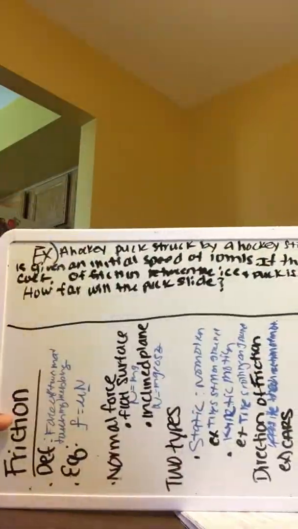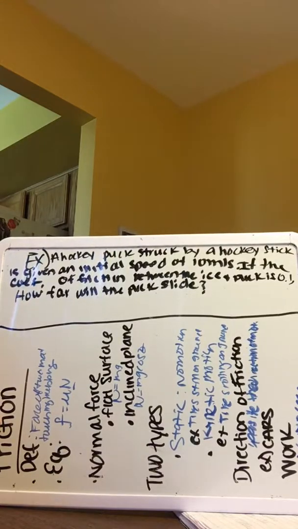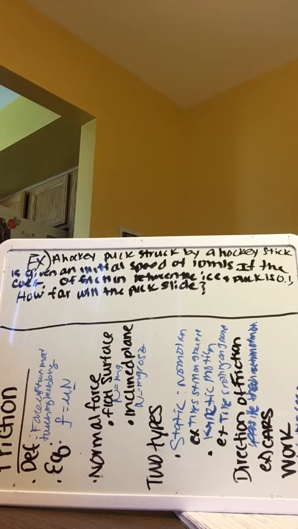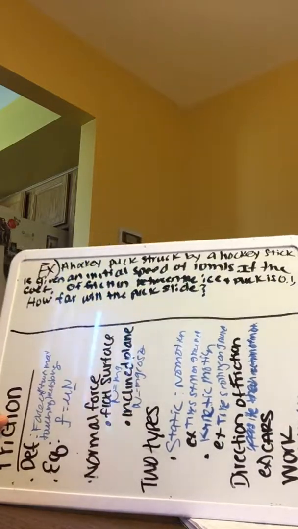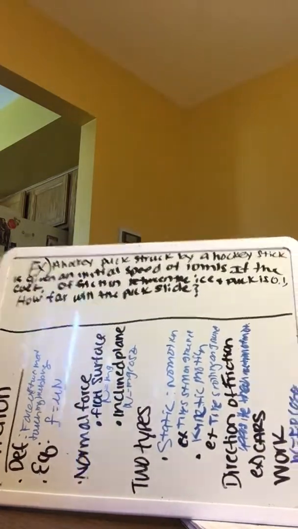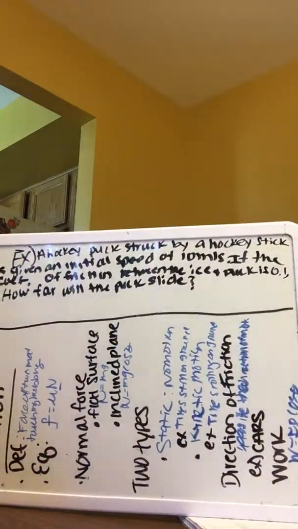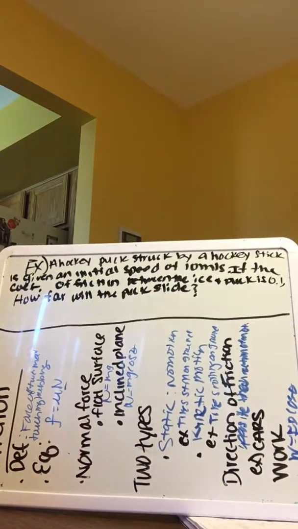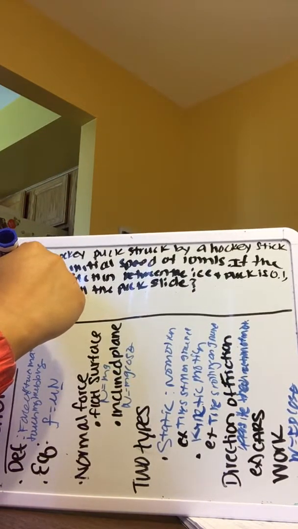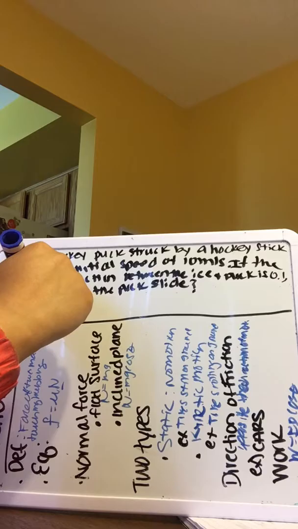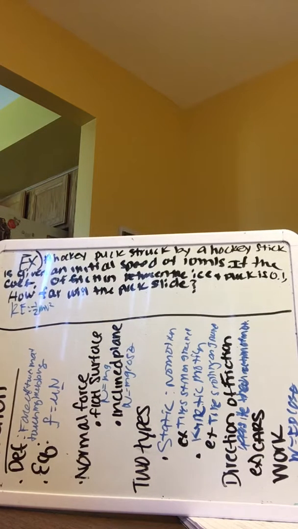A hockey puck struck by a hockey stick is given an initial speed of 10 meters per second. If the coefficient of friction between the ice and the puck is 0.1, how far will the puck slide? So, to begin this problem, remember we have to know the equation for kinetic energy. Kinetic energy equals 1/2 mv squared. This is just an equation to know.